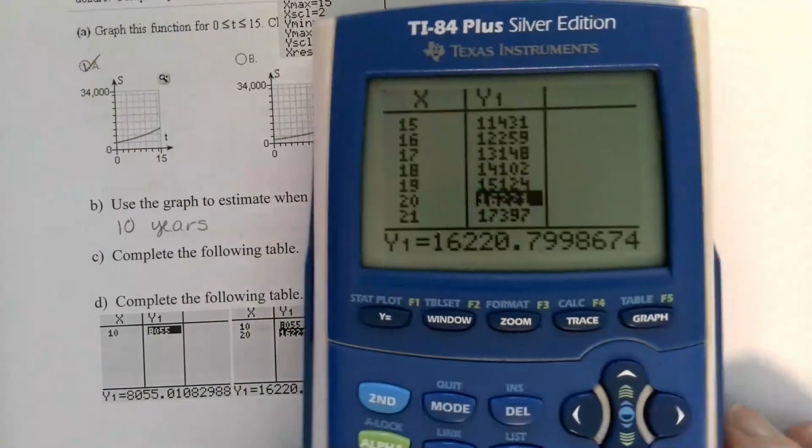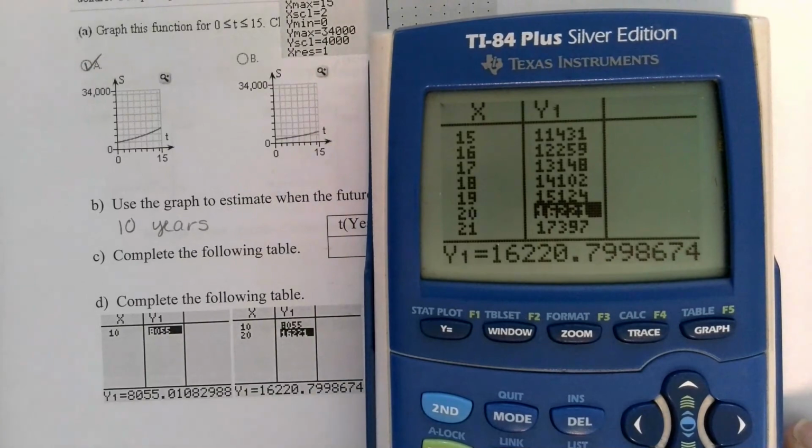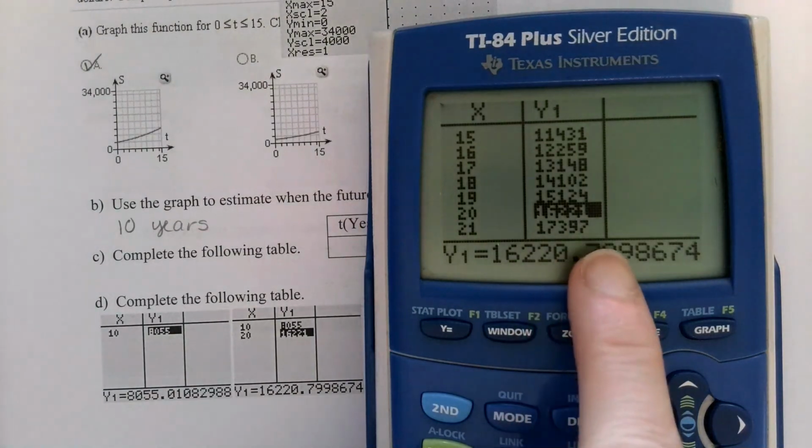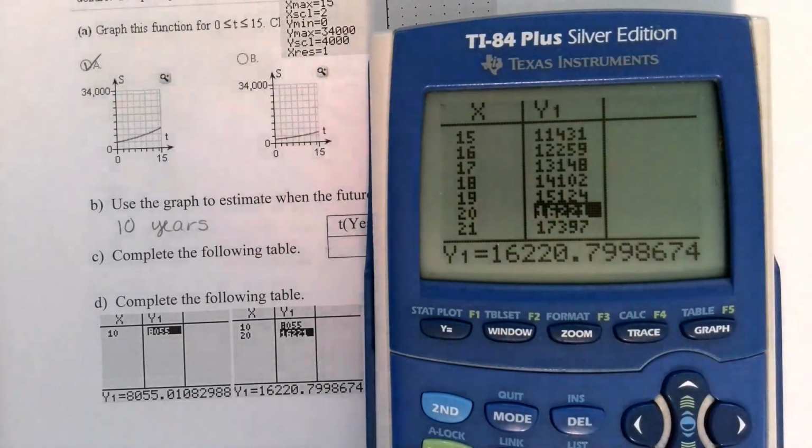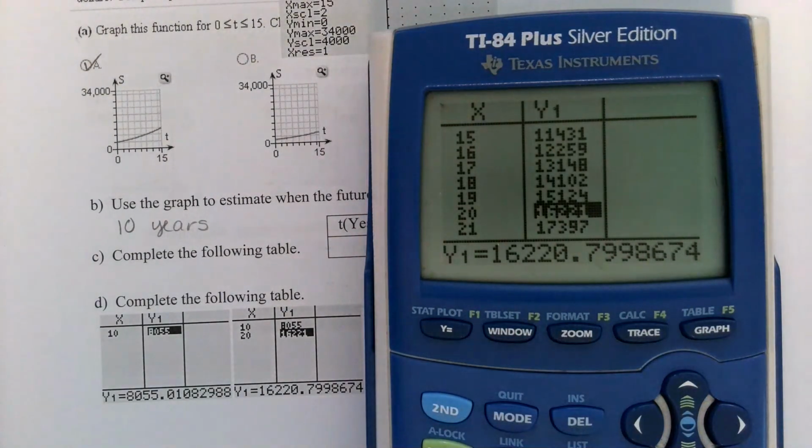But then if I go on up to x equal 20, the calculator rounds it to put it in the table. So that 16,221 is the rounded value. If I move my cursor right on top of it, I get the real value is $16,220.80.